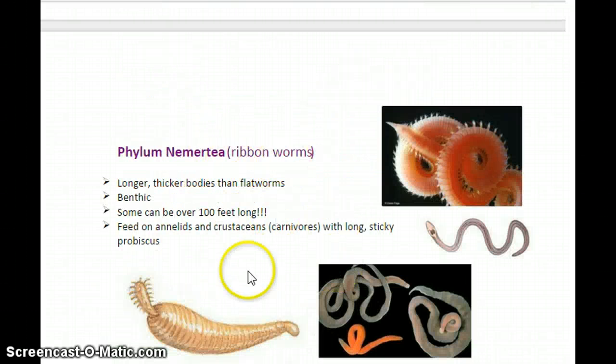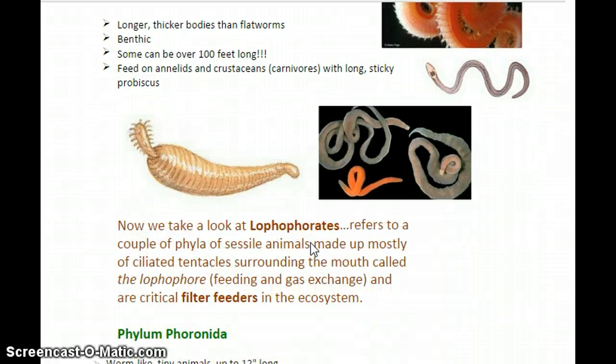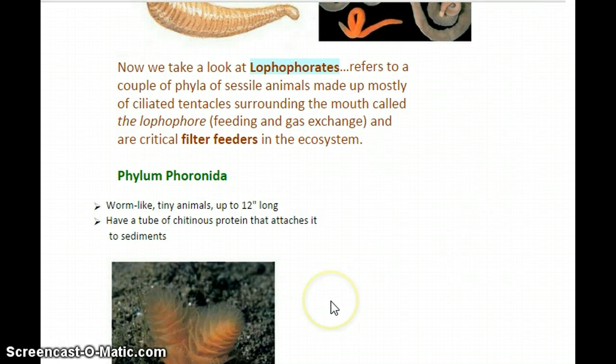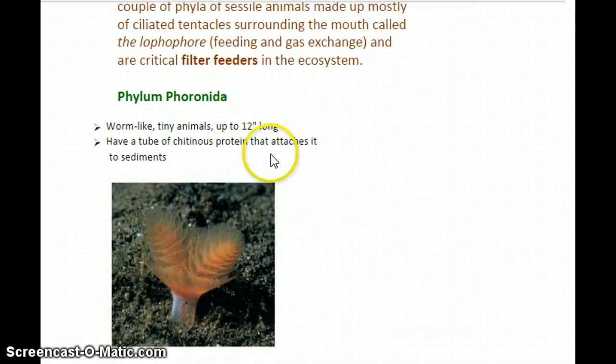So we're just going to breeze through some of these phyla just so you get a sense of what they are, but we're not going to spend too much time on them. Just wanted you to be aware of them. So there's a couple of phyla within the category called Lophophorates. These are animals that have what's called a lophophore, kind of like a tongue, really, used for filter feeding and for gas exchange. And I'll show you what that looks like. It's kind of cool. They can be really pretty. These are important filter feeders that we see dwelling in rocks and in the sand.